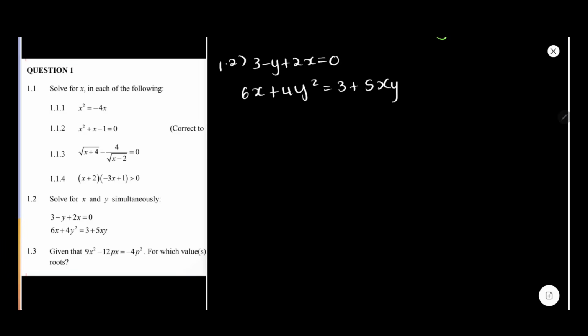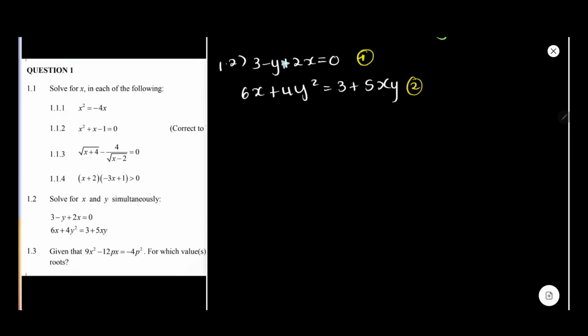Okay, so in 1.2, we have a simultaneous equation and we need to solve for x and y simultaneously. You have been given, this is clearly a linear equation because we do not have any squared or cubed or anything like that. So our linear equation, always call that your equation 1. Then we have a quadratic equation here. We have y squared. Okay, it's actually not a quadratic equation of a parabola, but this is going to be our equation 2. Okay, so we have these two equations that we just need to solve for x and y.